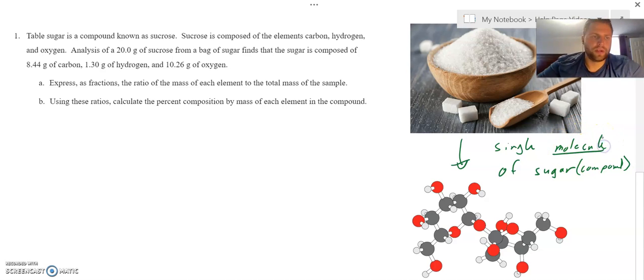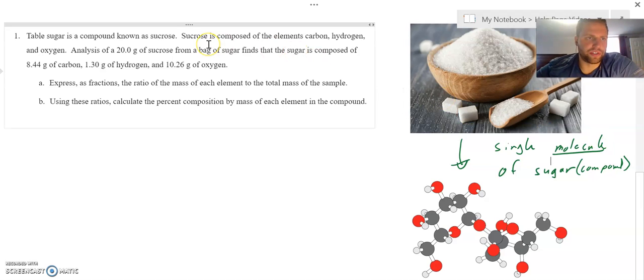All right. So what's the question asking? Here's what it says. Table sugar is a compound known as sucrose. Sucrose is composed of the elements carbon, hydrogen, and oxygen. Analysis of a 20-gram sample of sucrose from a bag of sugar finds that the sugar is composed of 8.44 grams of carbon, 1.3 grams of hydrogen, and 10.26 grams of oxygen. And then it says this expresses fractions, the ratio of the mass of each element to the total mass of the sample. Using these ratios, calculate the percent composition by mass of each element in the compound.